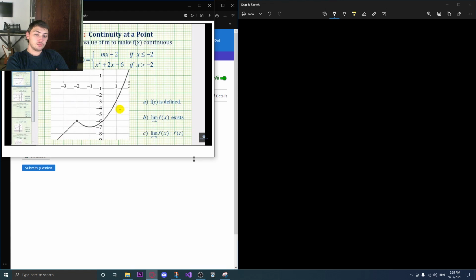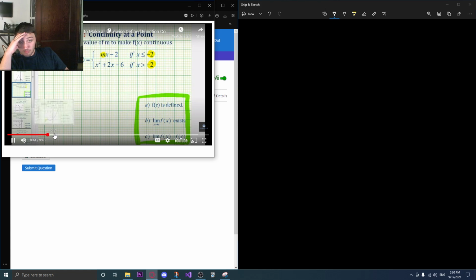So we want our graph to look like this. That means that when x equals -2, the 2 function rules must equal each other, meaning mx minus 2 must equal x squared plus 2x minus 6 when x equals -2. So I can set this up as where we should be continuous.